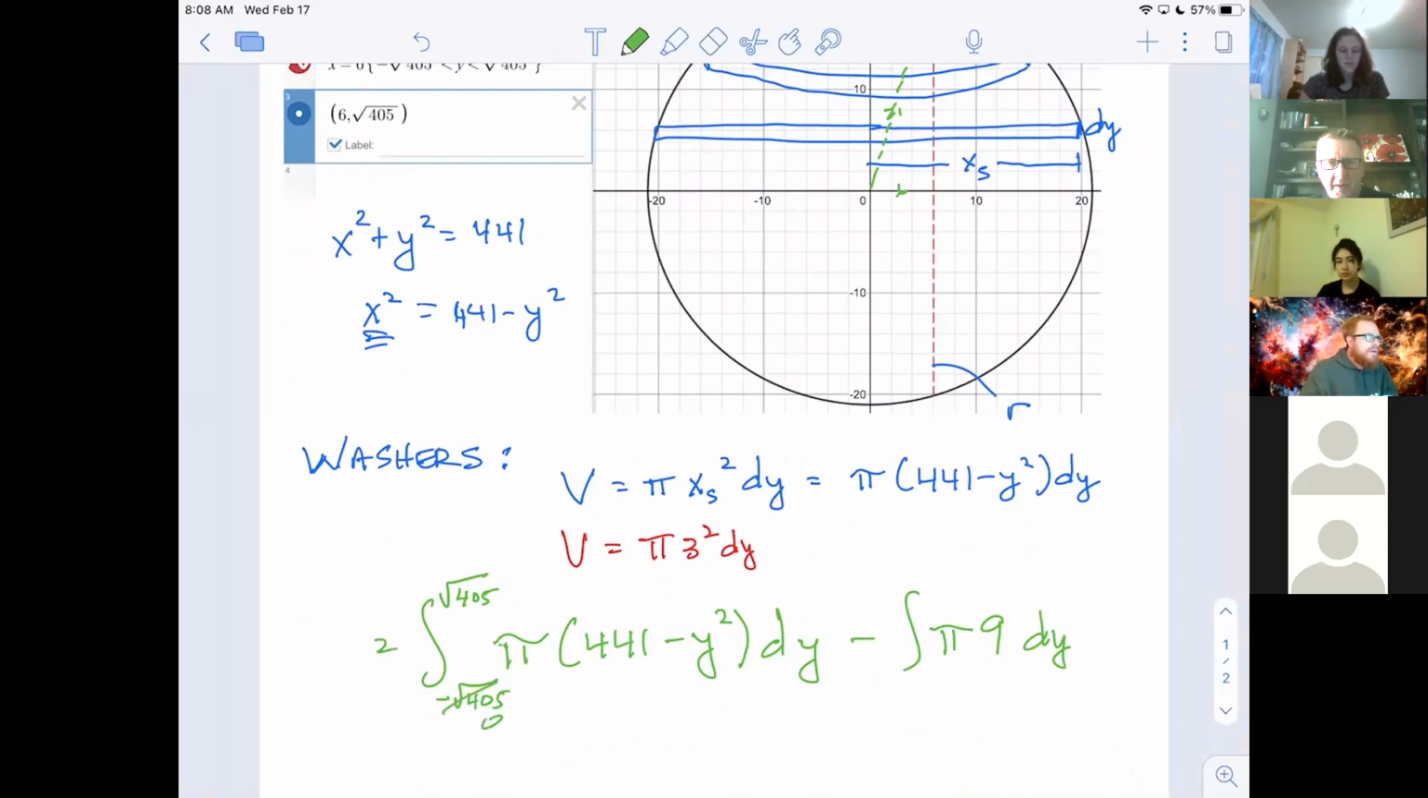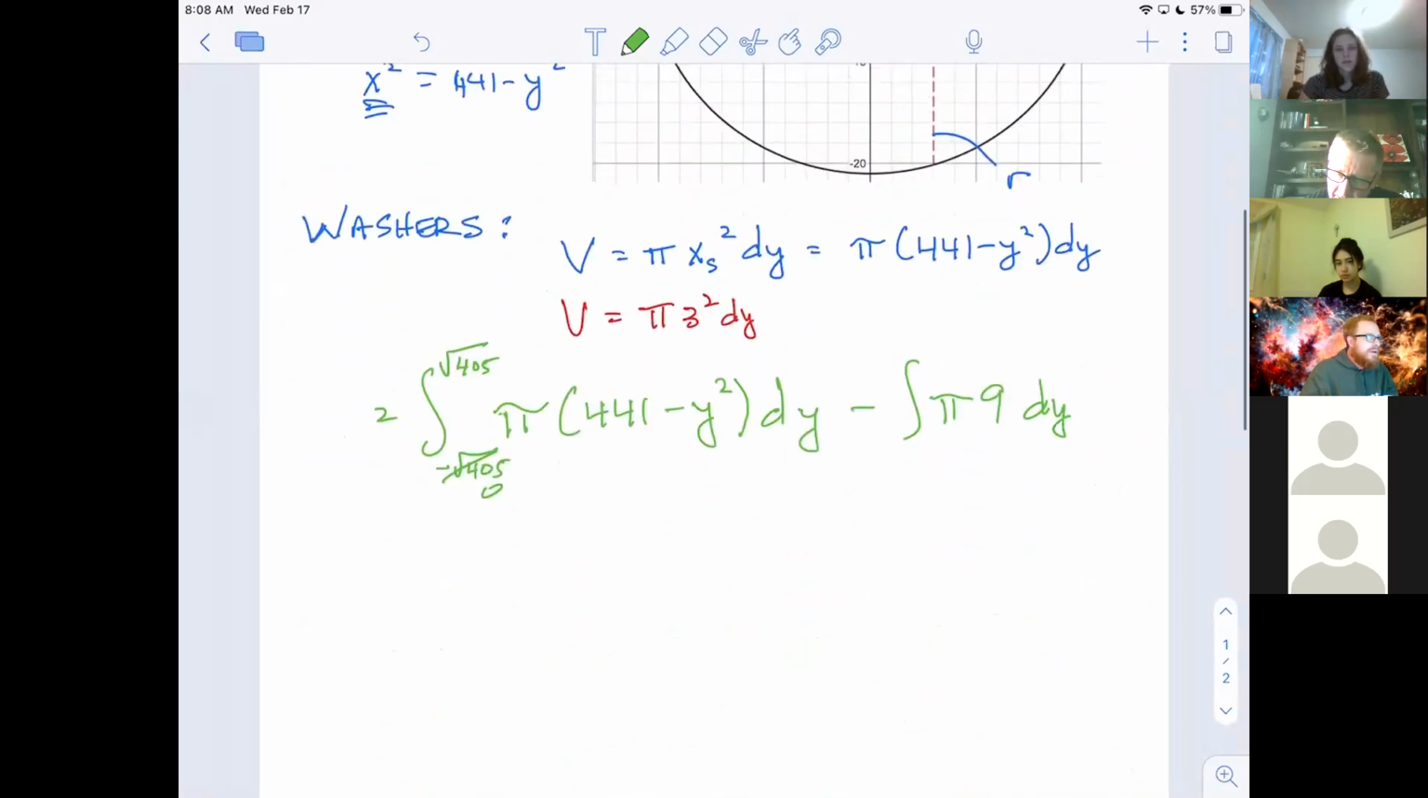A lot of times plugging 0 in will make your life a little bit easier. Anytime I plug a negative number in, I might make mistakes. And so that's just kind of cool. So that's a super easy integral to take because it's just 441y squared. And of course, you might clean this up a little bit because you can pull a pi out of everything. And you end up with 441 minus 9, which is, what is that, 432?